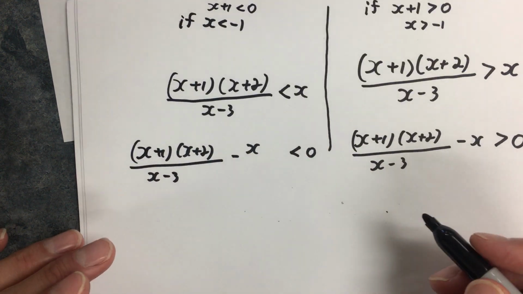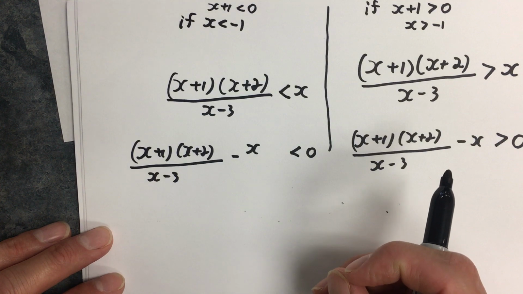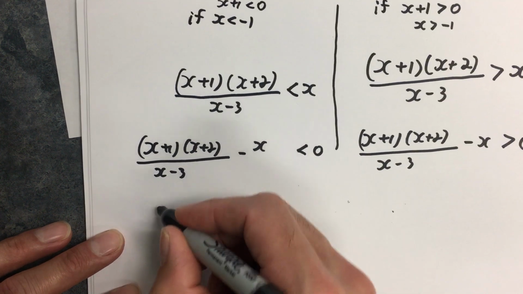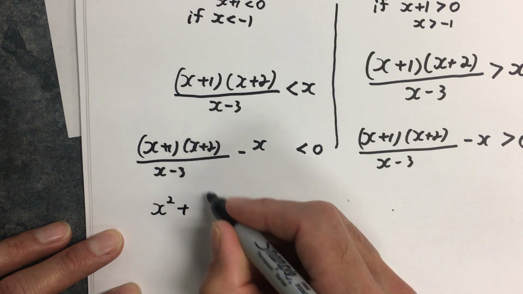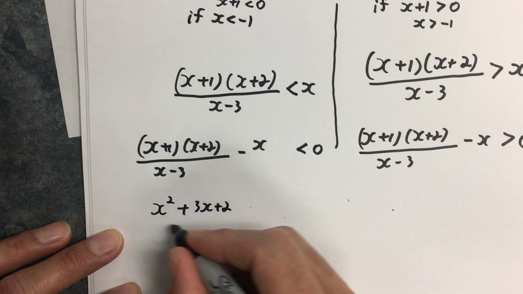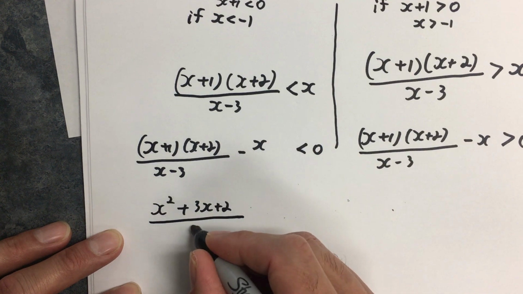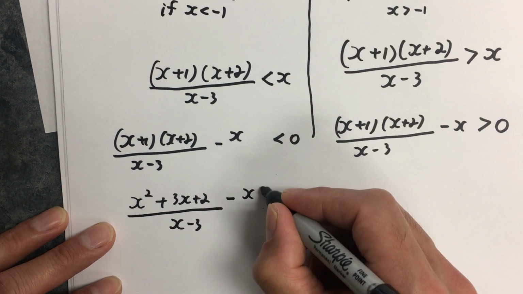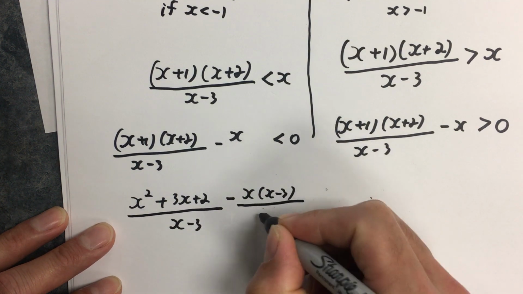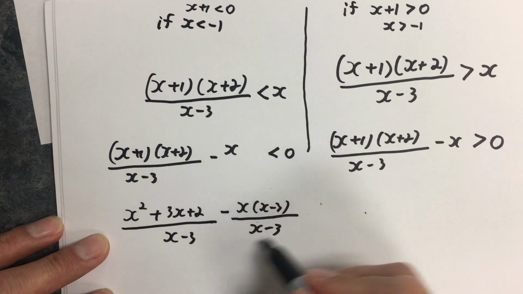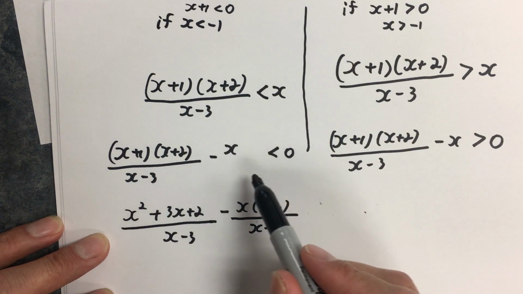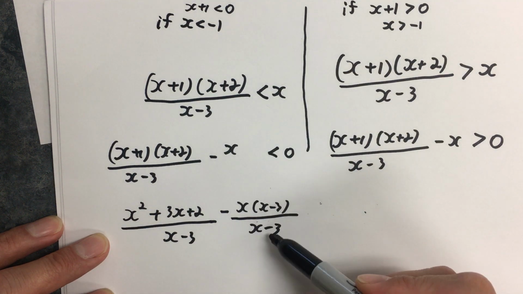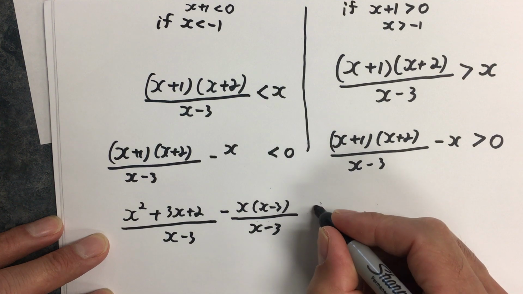And because I'm then going to end up adding and subtracting like terms, it'll help to expand this out. So I'm going to expand this out as well. So this top expands to x squared plus 3x plus 2. That's over x minus 3, and I'm subtracting from that x times x minus 3 over x minus 3. So this term here is still really just minus x. I've multiplied it top and bottom by x minus 3 to make this subtraction possible.